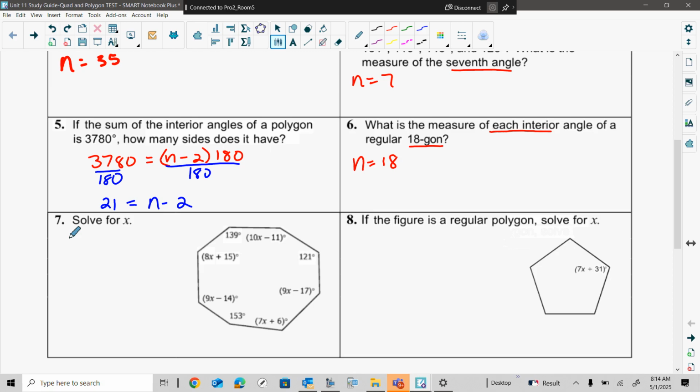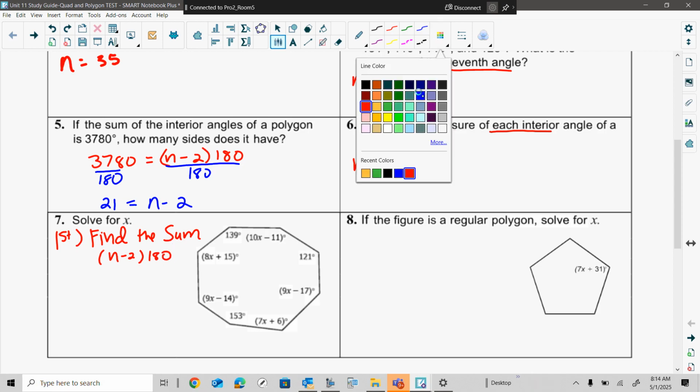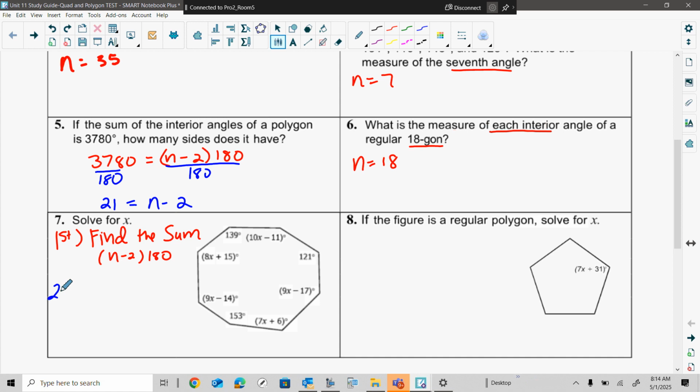Now, on 7, you first need to find the sum using your n minus 2 times 180. Then you use that sum to write the equation. You're going to write and solve the equation with the sum.